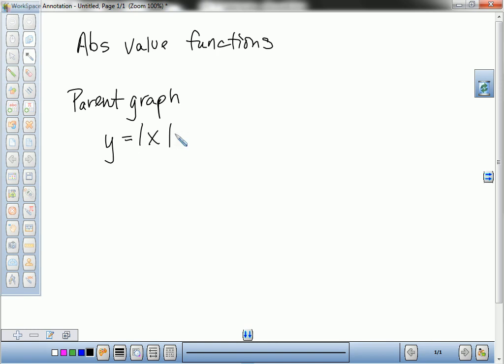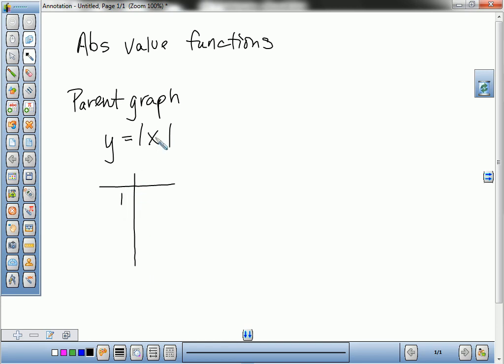Okay, so normally when we graph something new, we pick x values. Now the cool thing about absolute value is the absolute value of 1. If I plug in 1, what is the absolute value of 1? 1. But what is also the absolute value of negative 1? 1. So whether I go right 1 or left 1, I go up 1. Because the absolute value of positive 1 is 1, and the absolute value of negative 1 is 1.